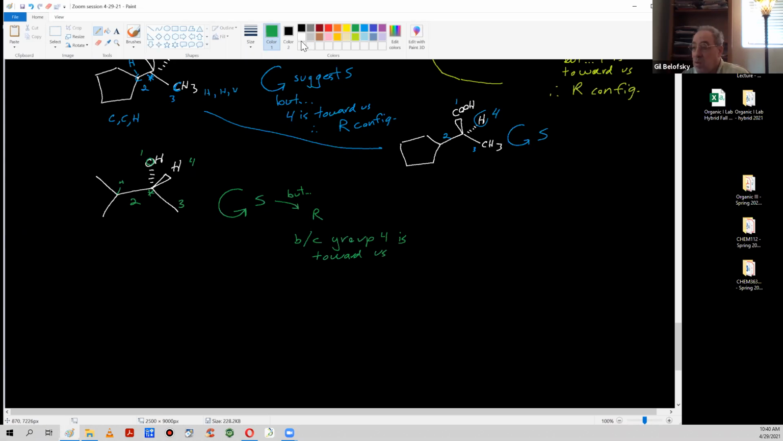I could draw the enantiomer by switching 1 and 4. So the priority groups are already assigned. 1, 4, 2, 3. 1 to 2 to 3 counterclockwise, S. We don't have to do any other step because 4 is away from us. So, yep, that was R. That's the enantiomer, S.